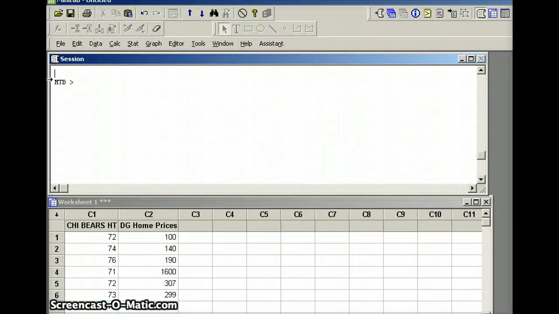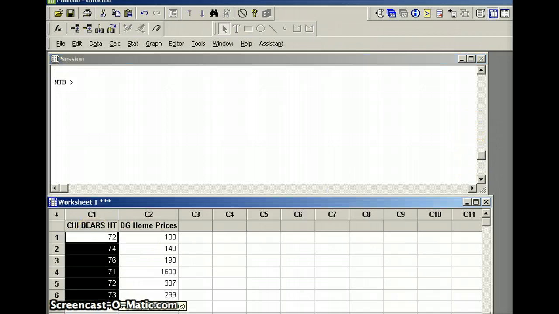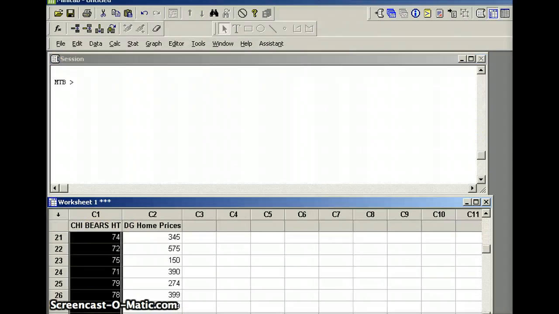So I'm going to open up Minitab, and you'll notice I've put in two sets of data. The first set of data is Chicago Bears heights, and the second set of data is Downers Grove home prices, prices that were listed on Zillow, and what the asking prices are. Now, if we wanted to get the average height for the Chicago Bears, we'd have to add up all of those numbers. How many are there?